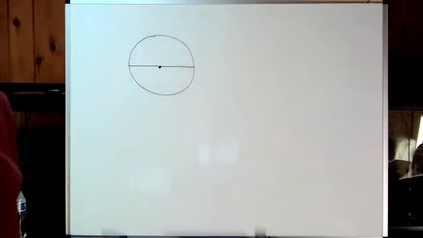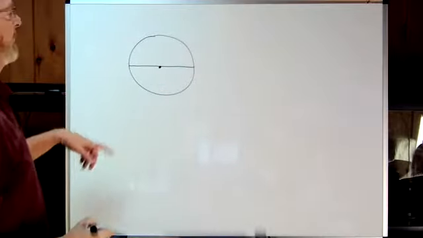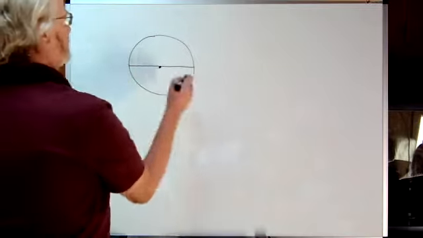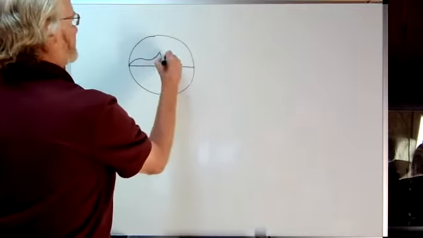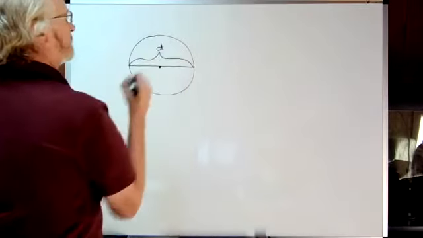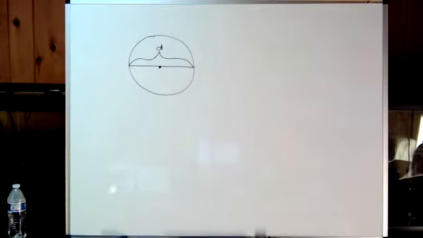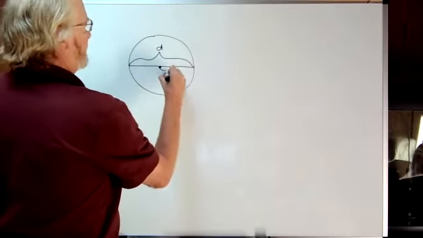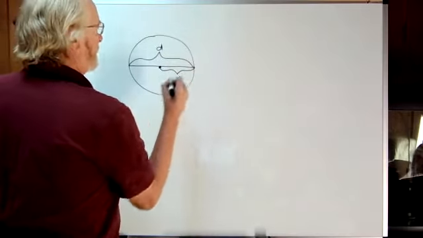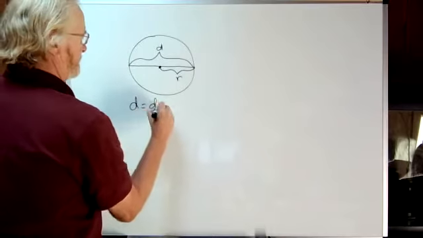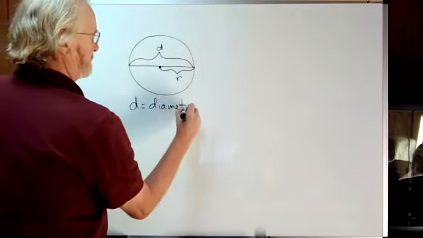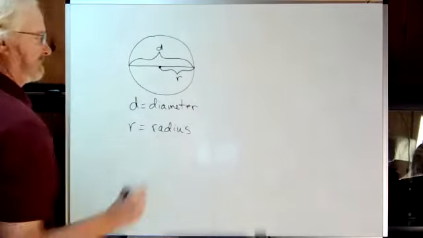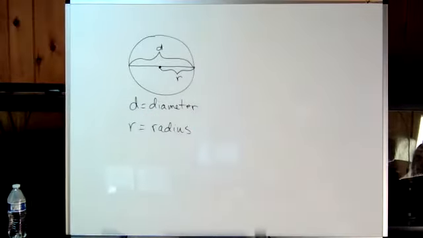All right, here we have our circle. And a line through the center out to the edges. So this is the diameter. All right, how far across the entire circle? Half that distance, or from the center out to the edge, that's the radius. All right, a couple terms that we use when we talk about circles.